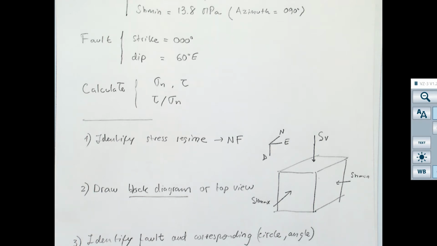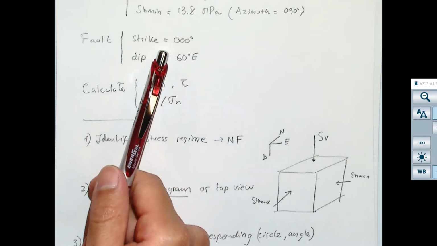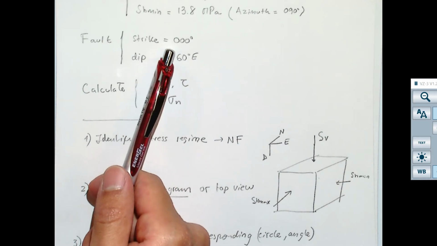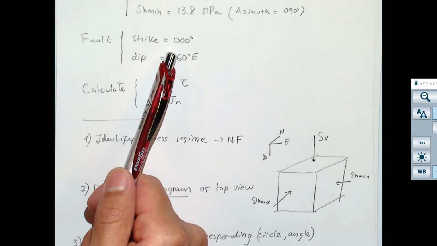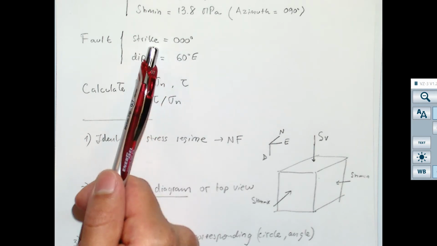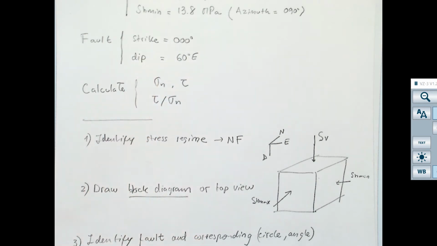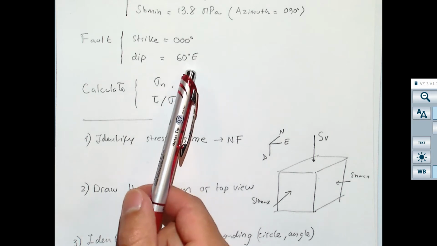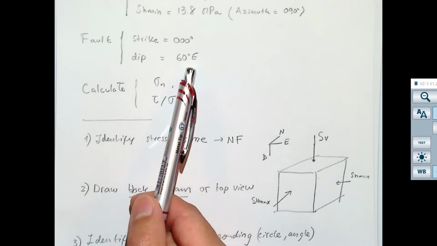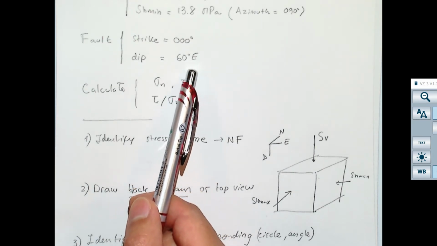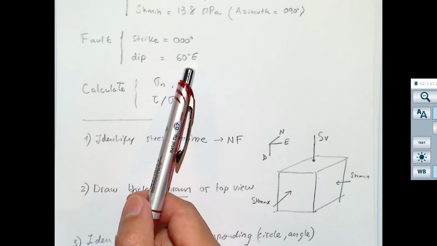The next step is the fault. And the fault, we see over here, the strike is 0 degrees. So that means that the angle between the strike and the north is 0. So this is just going to be a line which is pointing in direction north-south. And furthermore, this is telling me that the fault is dipping towards the east. So that means that it gets deeper towards the east.